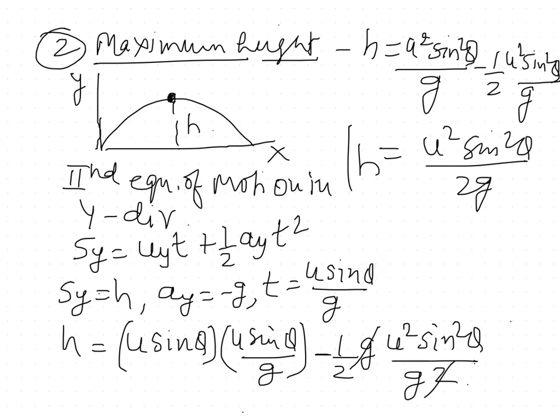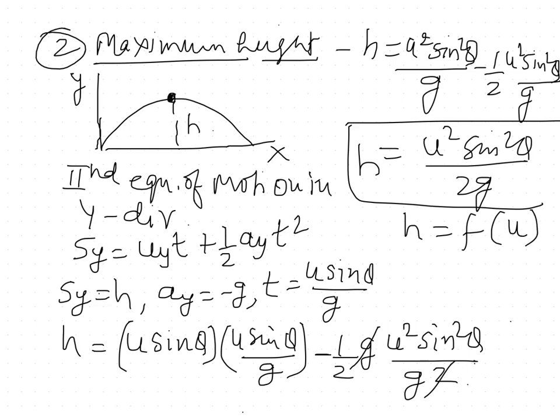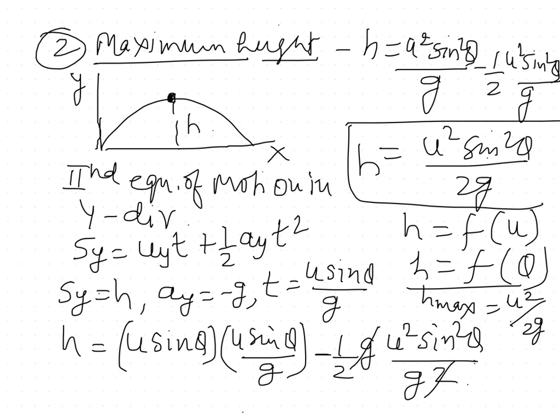So that is the formula of height attained by the projectile, where h is a function of initial velocity u, and h is a function of theta. Maximum height will be at theta equal to 90, where sin 90 becomes 1 and h maximum becomes equal to u square by 2g. So that is the formula of maximum height when the object is thrown vertically upwards.